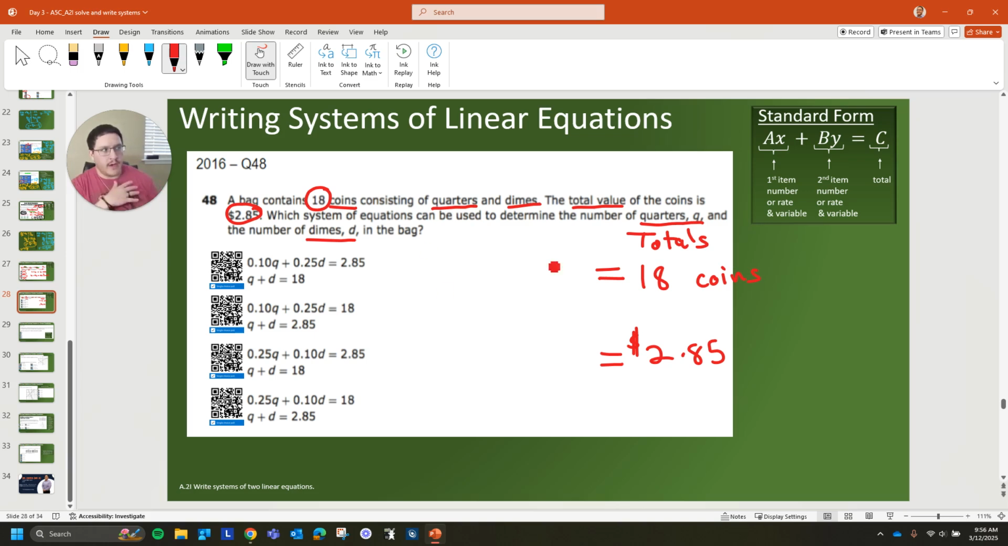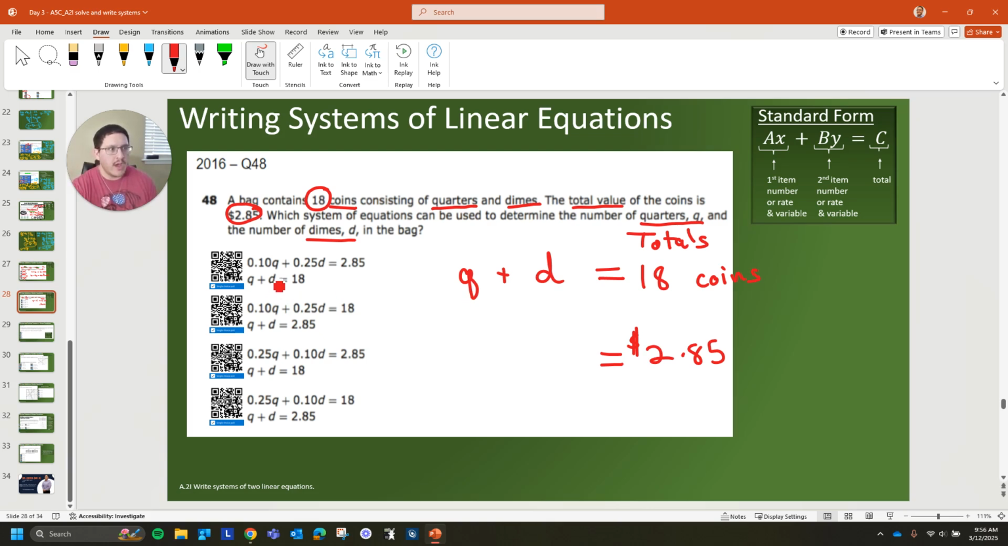So the equation that involves coins, well, we have a number of quarters, we have a number of dimes. All we know is that quarters and dimes will equal 18 coins. Okay. Now, let's go through our equations. Let's not even worry about the next one. We can already eliminate some of these answers. Okay. Q plus D equals 18. That equation needs to be in our answer.